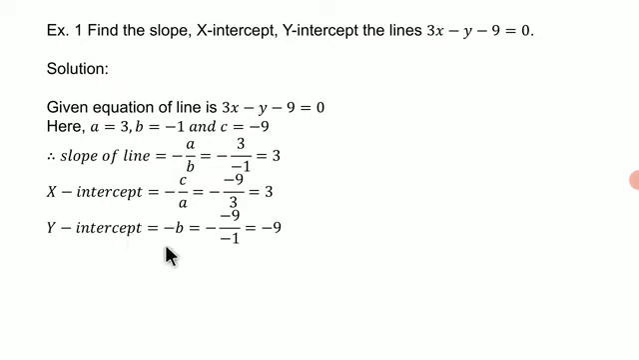Now see the y-intercept. It is equal to minus c upon b. Right, make here correction, minus c upon b. So substituting values, it is equal to minus of minus 9 upon minus 1. This minus minus becomes plus, but because of this minus sign, we get y-intercept is minus 9.